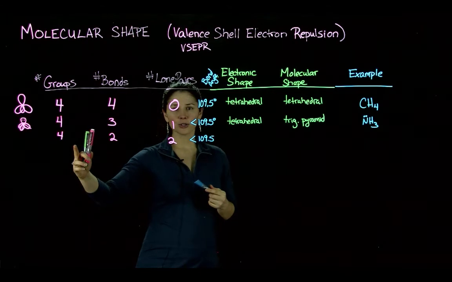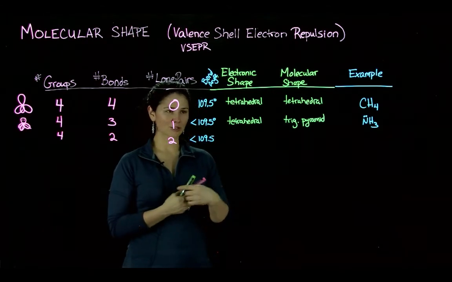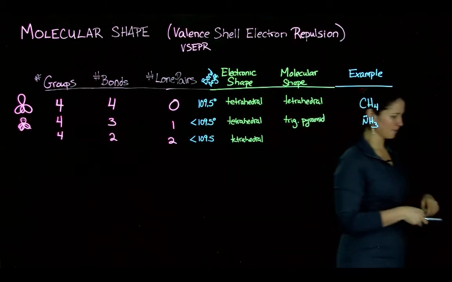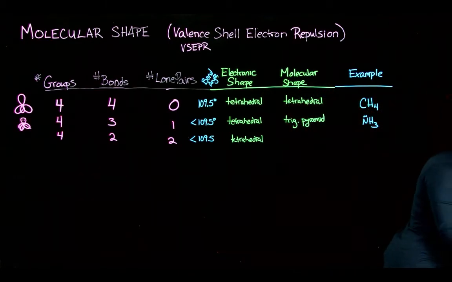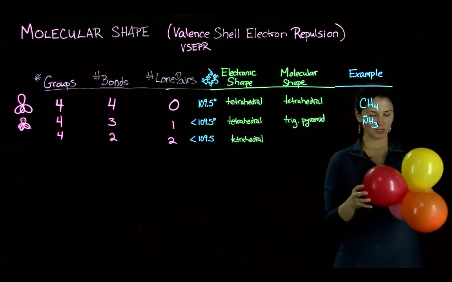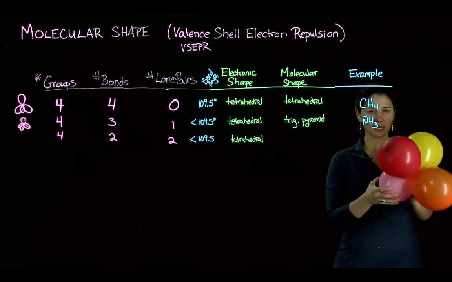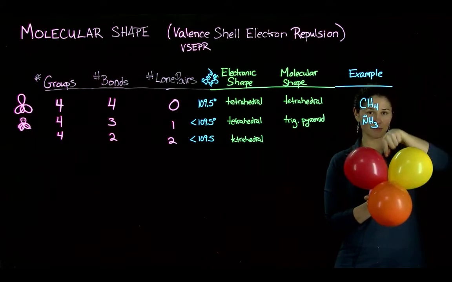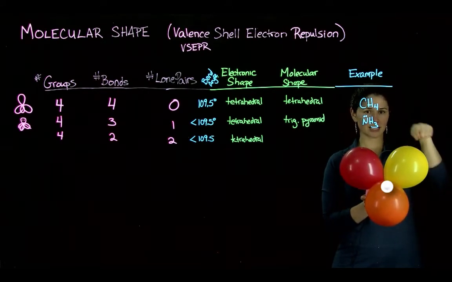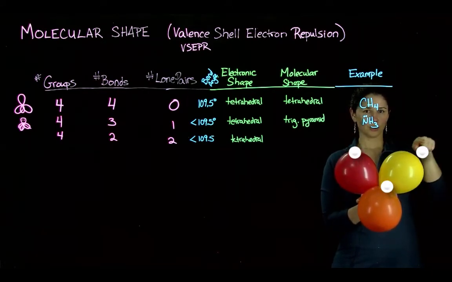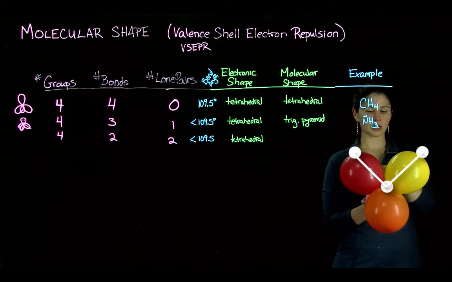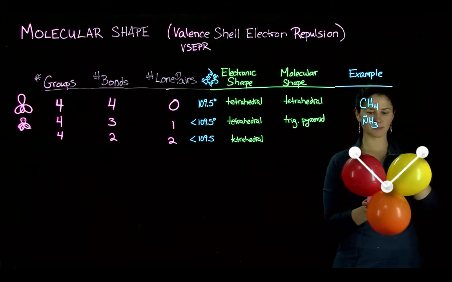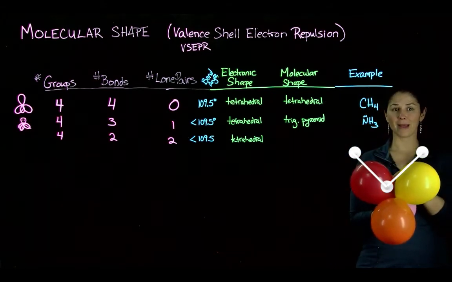If you have 4 groups, you still have a tetrahedral electronic geometry, but now your molecular shape is different once again. So let's use this as an example. If you can imagine that the pink and the orange balloon are lone pairs of electrons, there's an atom in the very center, and there's an atom here and here. The shape we would see if we could not see the electrons and we could only see the atoms would be the molecular shape. And this shape we call bent.